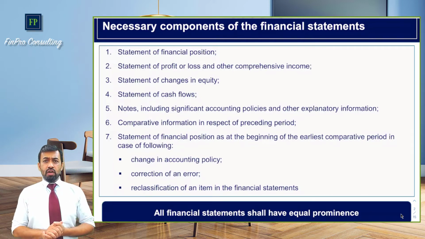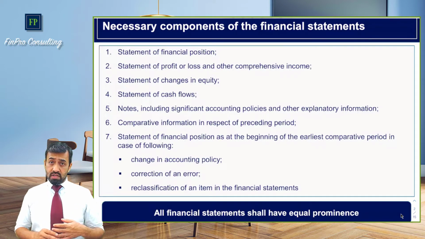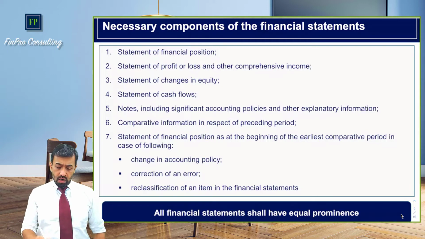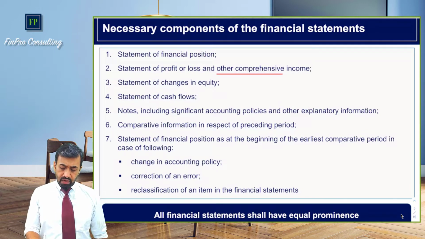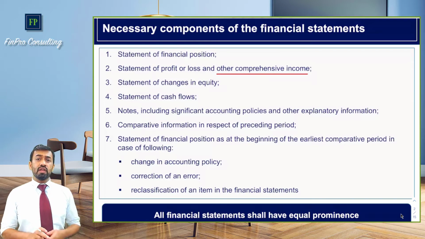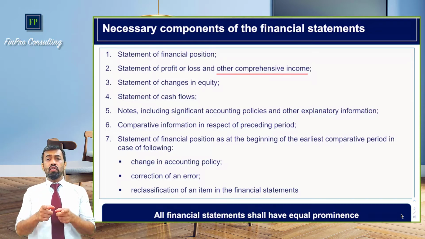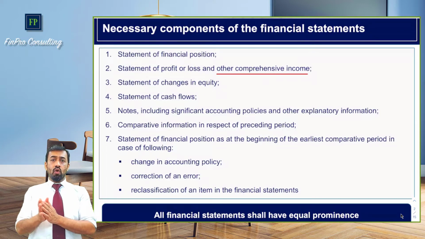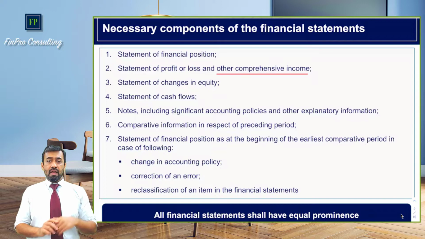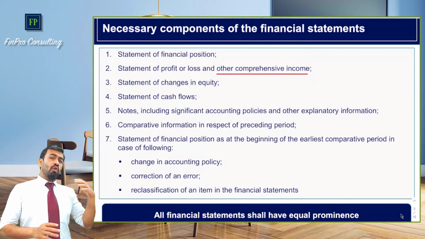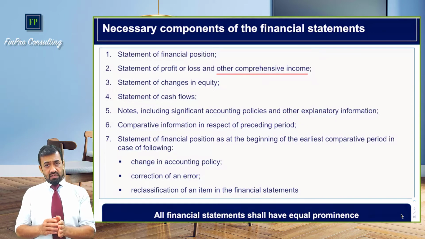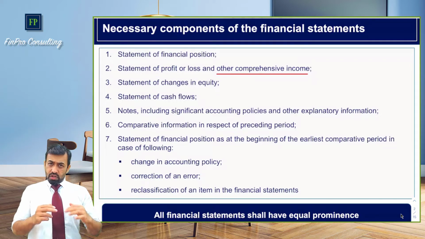Second, statement of profit or loss and other comprehensive income. Now, one point which is new here is the other comprehensive income. Other comprehensive income is the new concept. We are going to look at the concept of OCI in a separate 15-minute video subsequent to this. So the OCI concept was not there under Indian GAAP. It has been introduced under IFRS and consequently under Ind AS. So this is for the current year.